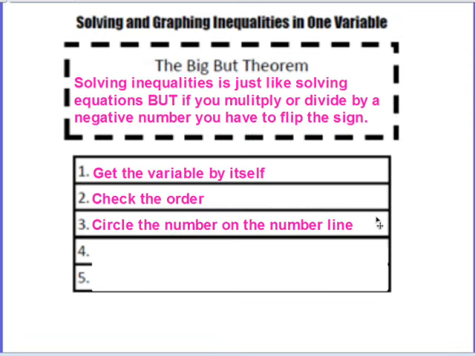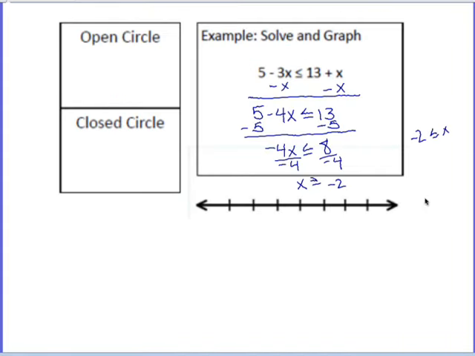Step 3, I'm going to circle the number on the number line. Now, this number line is blank. It doesn't have any numbers on it, so we're going to fill them in. And here's what we're going to do. We're going to take our answer, negative 2, and I'm going to put it right in the middle. Then I'm going to fill in the number line from there. So negative 2, going this way, would be negative 1, 0, 1. This would be negative 3, negative 4, negative 5. So I'm going to circle the number. So I have a circle at negative 2.